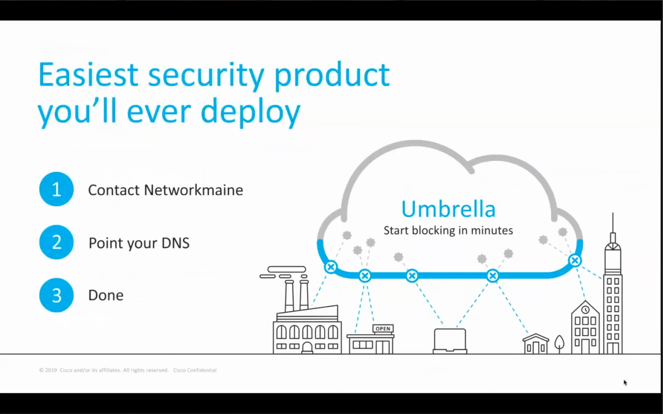So, how to deploy, what's available to you and how to deploy Umbrella. There's basically 3 steps to the deployment. And the first step is super, super simple. Basically, all you have to do is contact Networkmaine, point your DNS from your external DNS server to Umbrella's IPs, and you're done. That is the deployment. Networkmaine is going to give you a dashboard and account, but that's basically it if you don't already have it.